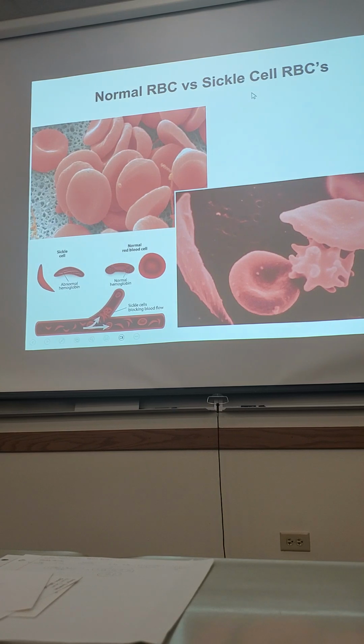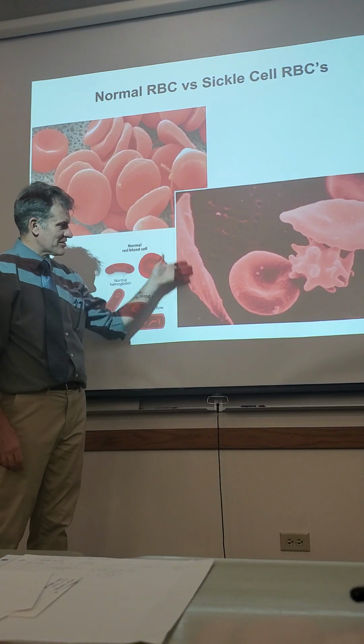So, sickle cell anemia. What's the origin of sickle cell? This is really interesting. What difference does a single amino acid make is the moral of the story. All right, so these are normal red blood cells. You see the nice normal cup shape. This is what happens to sickle cells.